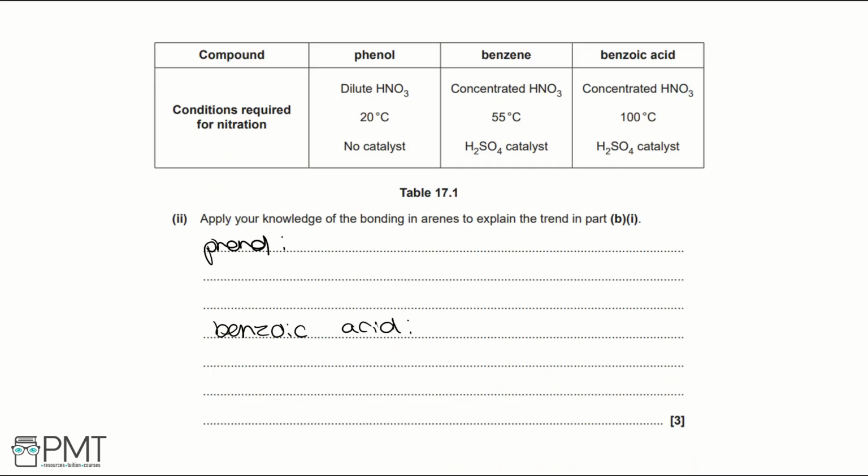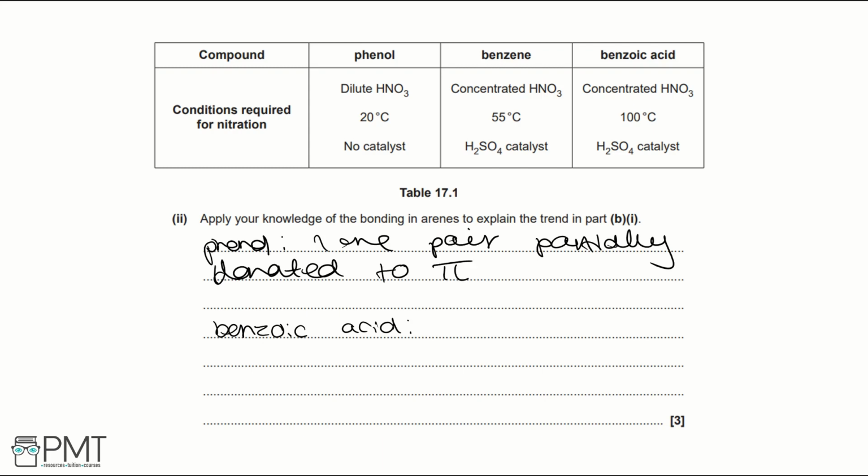Part 2. Apply your knowledge for bonding in arenes to explain the trend in Part B(I). For phenols, the lone pair on the oxygen is partially donated to the pi ring system. The lone pair on the oxygen comes from its OH group in the phenol. For benzoic acid, the carboxylic acid group is an electron withdrawing group, and that means that it's going to be more reactive.